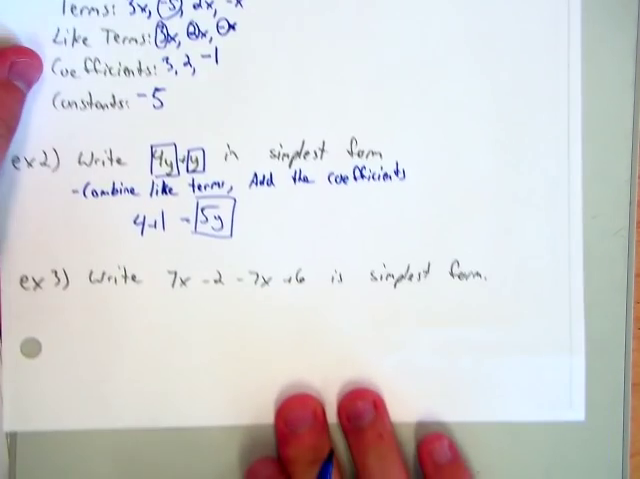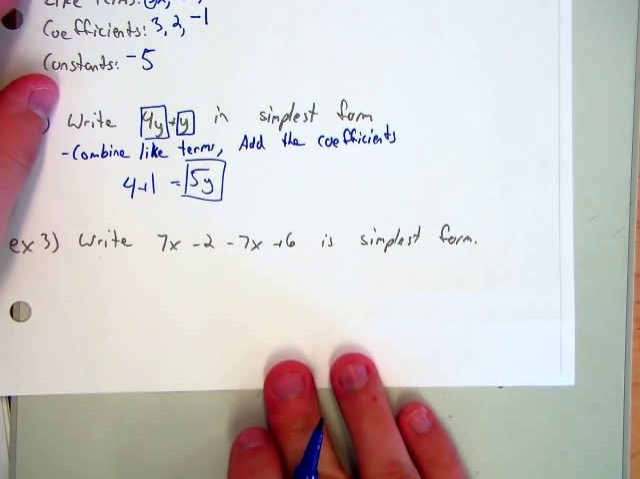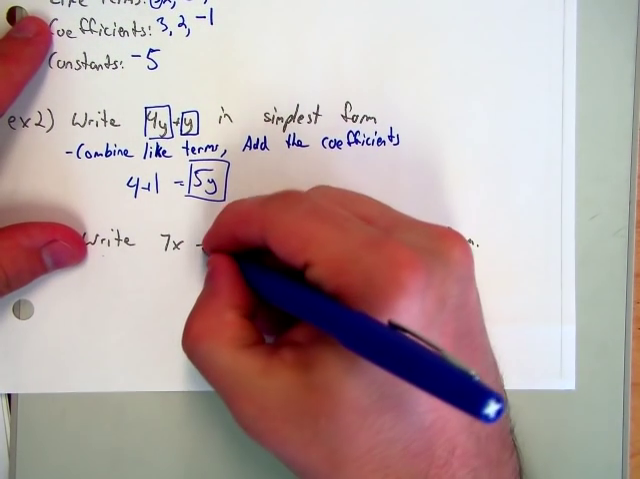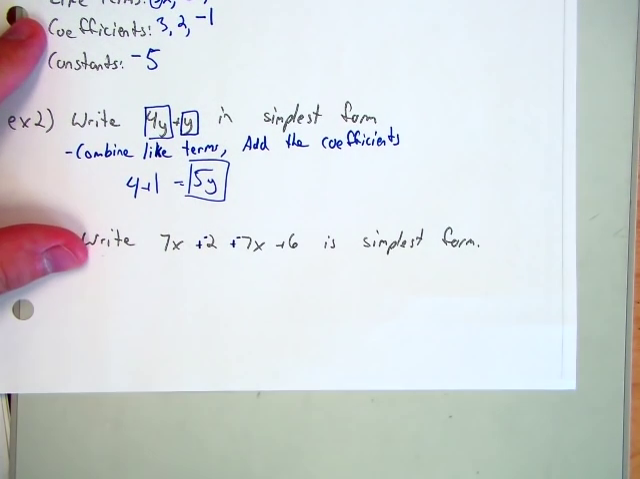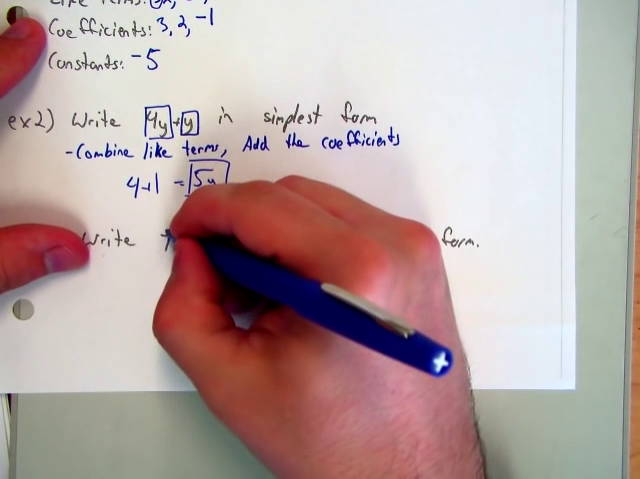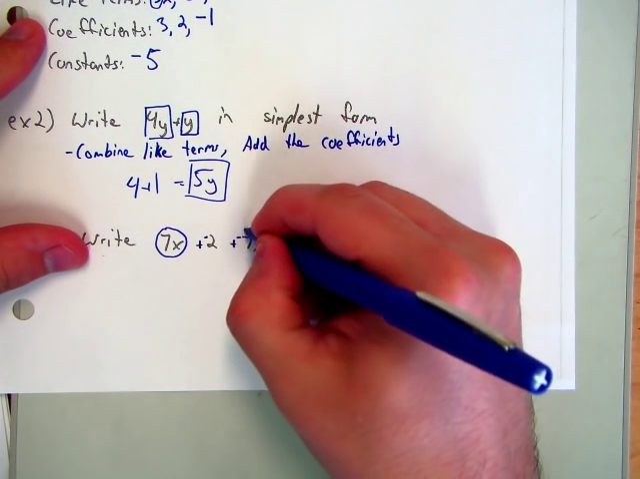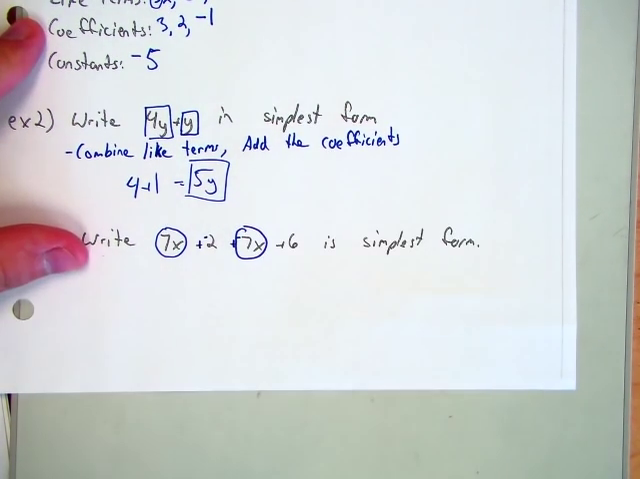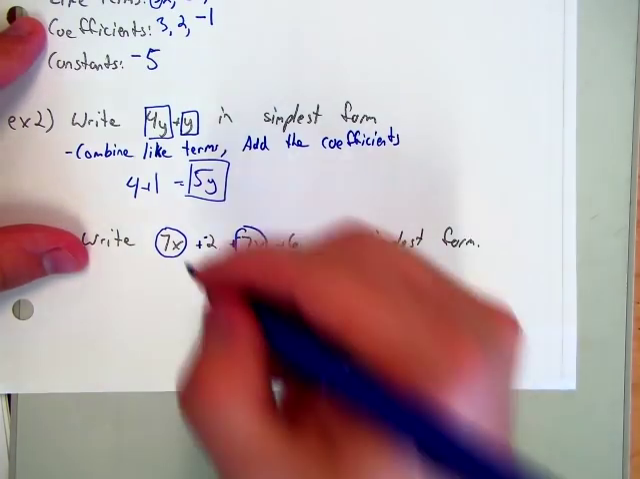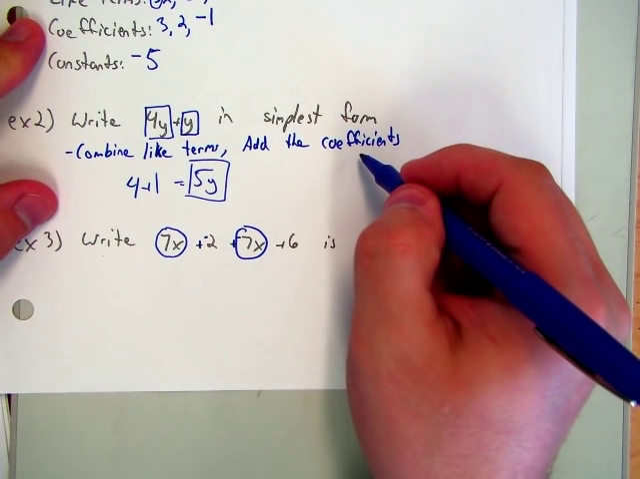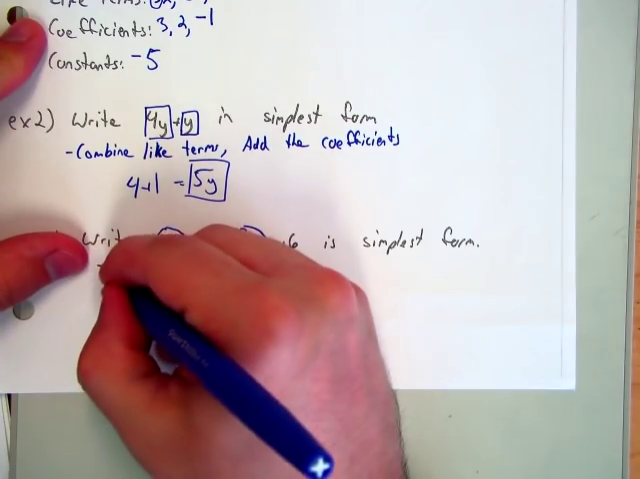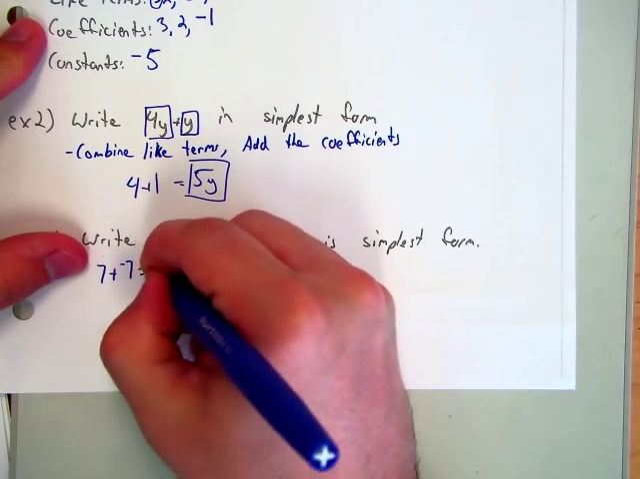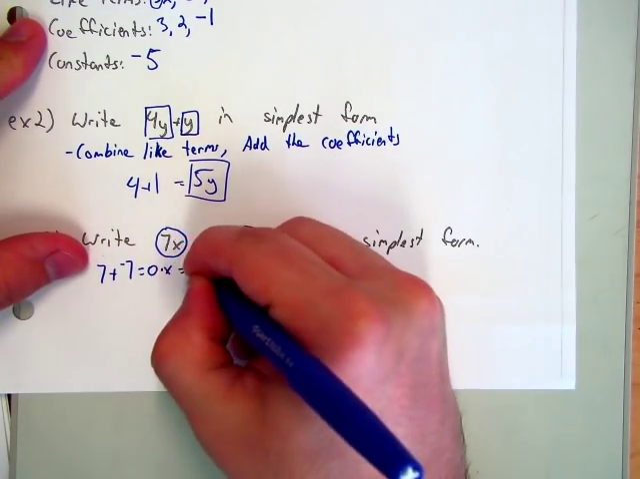Number 3 here, write 7x minus 2 minus 7x plus 6 in simplest form. Again, subtract or add a negative, add a negative. Like terms, 7x and negative 7x are like terms. They have the same variable raised to the same exponent. So I'm going to combine them by adding the coefficients. So 7x and negative 7x is 7 plus negative 7, which is 0. 0 times x is just 0.